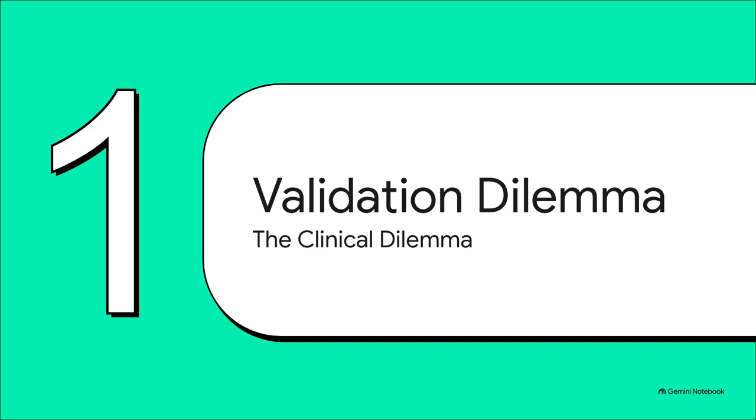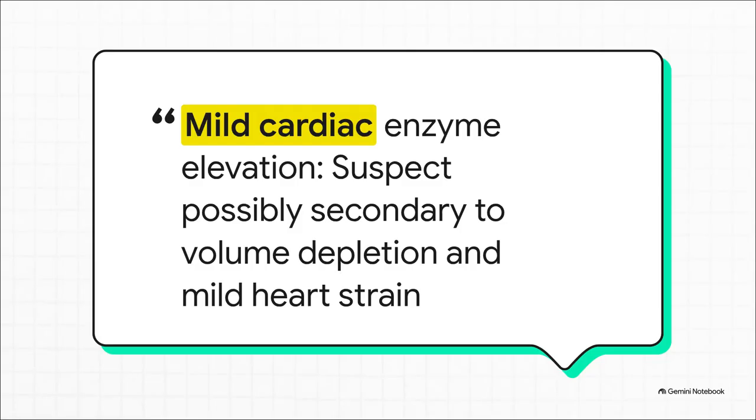The clinical validation dilemma. Consider a cardiology consult note that states, mild cardiac enzyme elevation, suspect possibly secondary to volume depletion, and mild heart strain. This perfectly illustrates the daily dilemma CDI teams face. Now, we know the fourth universal definition of myocardial infarction requires a specific clinical picture, right? You need a rise and fall of troponin with at least one value above the 99th percentile upper reference limit, combined with clear clinical evidence of ischemia.